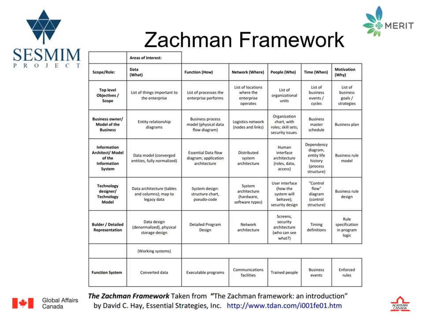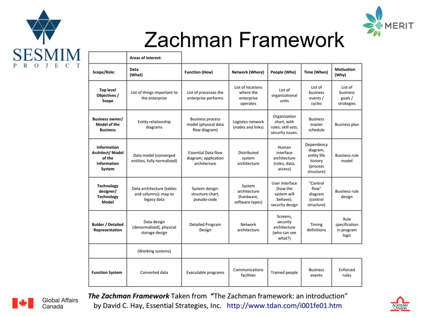So, for example, the first column is scope or role. The top line, top level, okay? So this is the top of your organization. And then the second is the business. The third is the information architecture or modeler. The fourth is the technology designer. This is the builder. And the sixth, what they call functional system. These are different levels of hierarchy. And the programmer is down here.